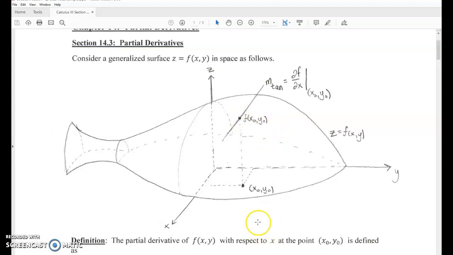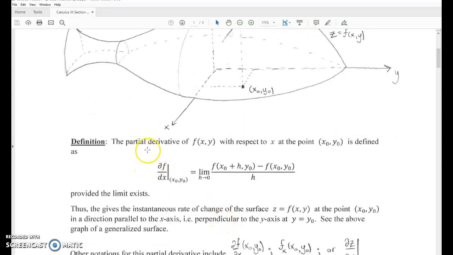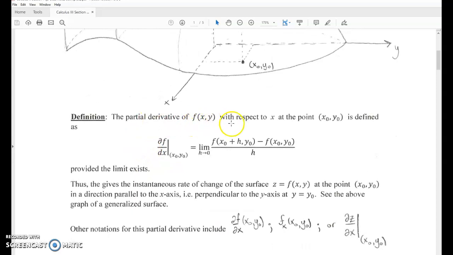Now, the partial derivative. I'll come back to this. You've got to really draw this after you understand what the partial derivative is. So the partial derivative of f of x y with respect to x. Now when I talk about taking the derivative of a function of more than one variable, its domain consists of x's and y's, not just x. So what we need to do is think about what the partial derivative is in different directions. In this case, with respect to x, at the point x naught, y naught, it is defined as the following.